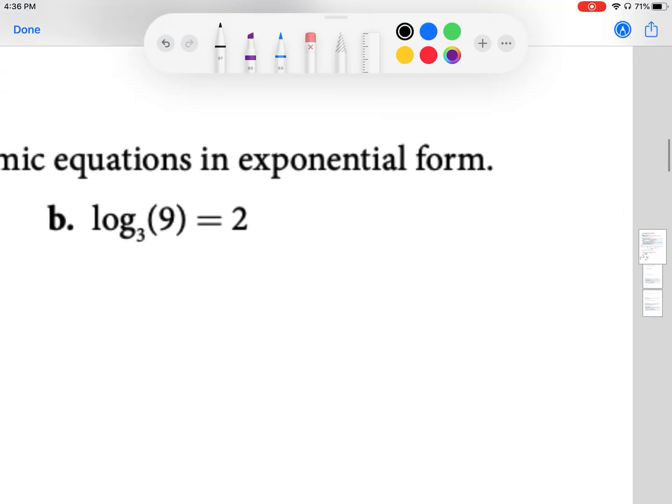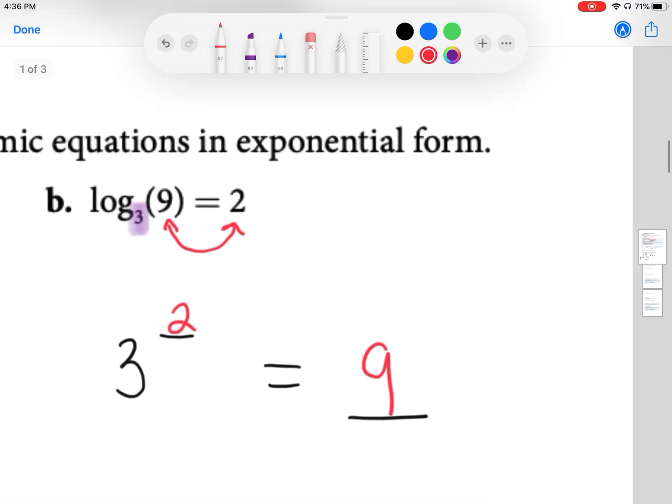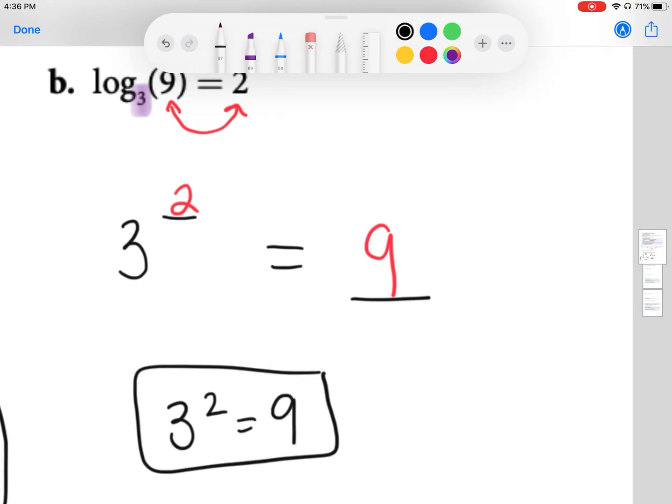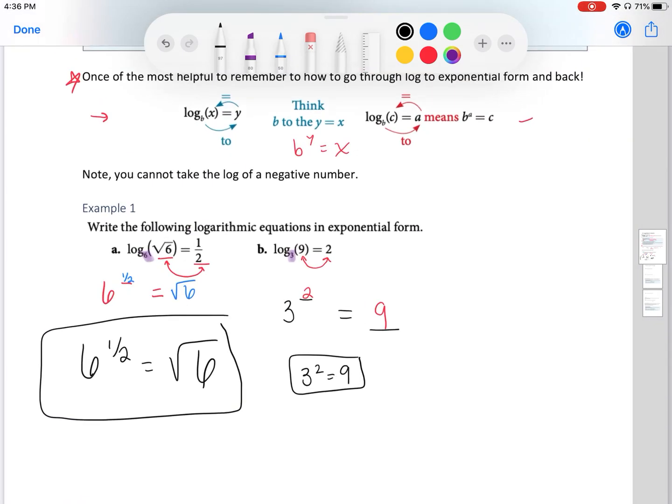Let's take a look at this next problem. The way I think about it is my base is the same. I have a base of 3. Now it's a matter of finding out what my exponent is and what it's equal to. We switch that order, so 2 and 9. And isn't 3 squared 9? Yeah, so our answer is 3 squared equals 9. There we have it. It's not so bad if we think of it that way, right?